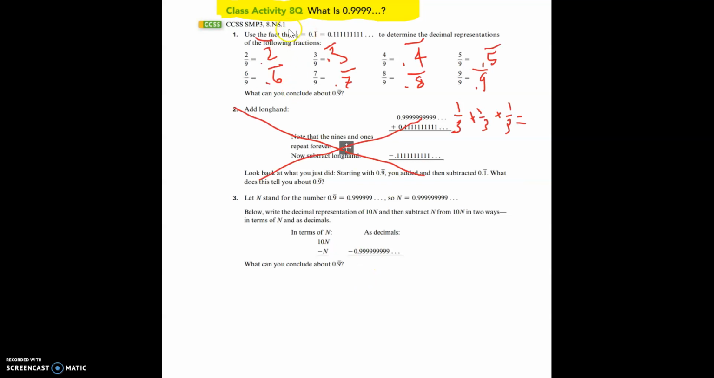Okay, so hopefully you should know that 1/9 is 0.1 repeating, and so 2/9 would be 0.2 repeating, 3/9 would be 0.3 repeating, and 4/9 is 0.4 repeating. So again, the unit fraction is so important. But then we come to the end here, and I know we've talked about this before, but this part right here says, what can you conclude about 0.9 repeating?